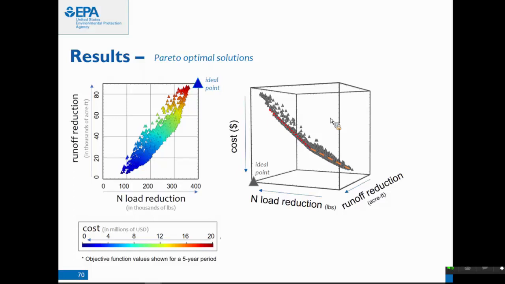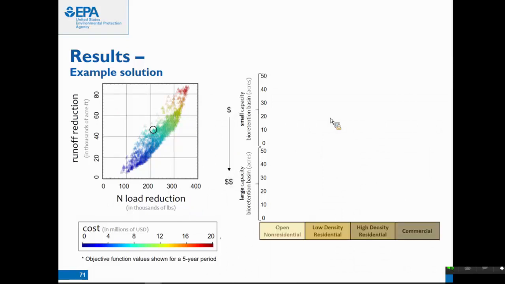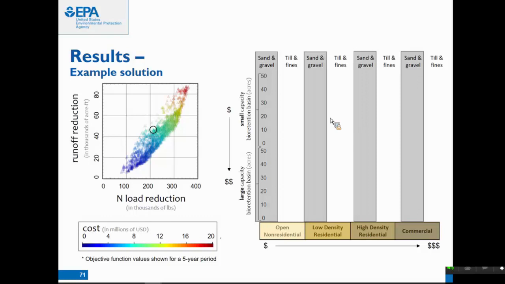So now to break down the amounts and locations of green infrastructure that are represented by each of these solutions, we'll start by considering one example solution and look at its characteristics or its decision variables using what's called a parallel plot. The parallel plot tells us how much small capacity and large capacity bioretention basin is implemented, and note that the small capacity basin is less expensive. And then we'll add land use types to the plot, which range from least expensive to most expensive, and we'll add soil types at the top here that are alternating, such that each column now represents a different HRU, a different combination of land use and soil.